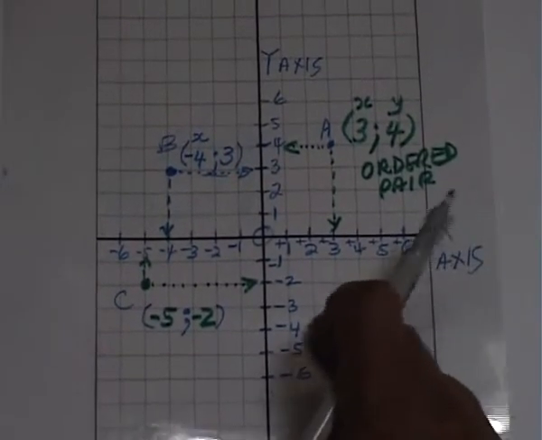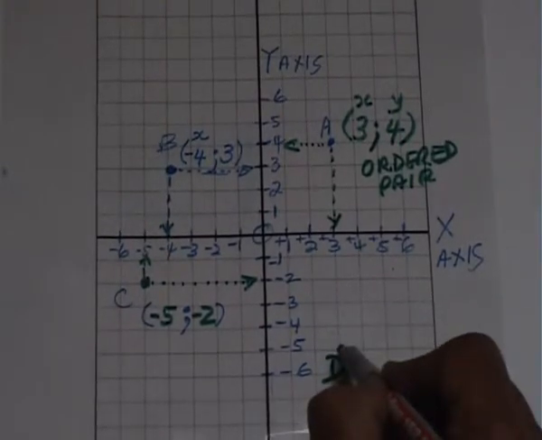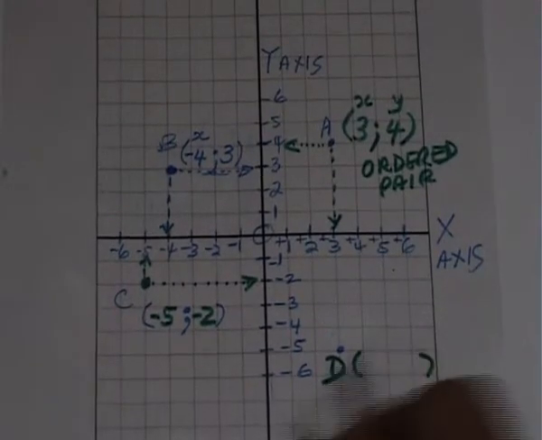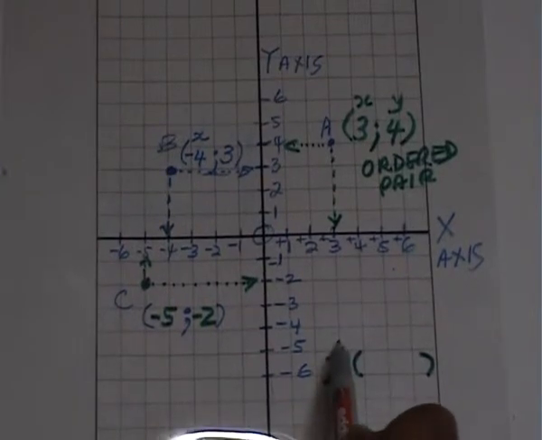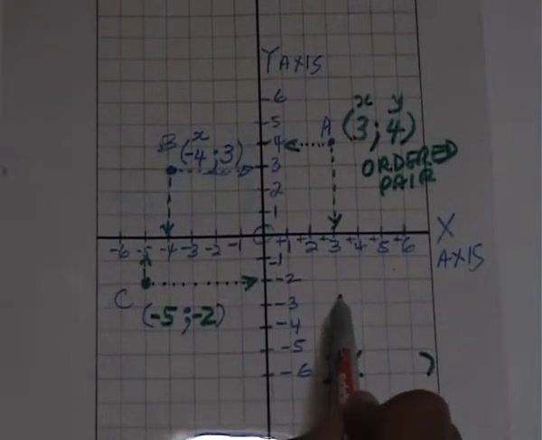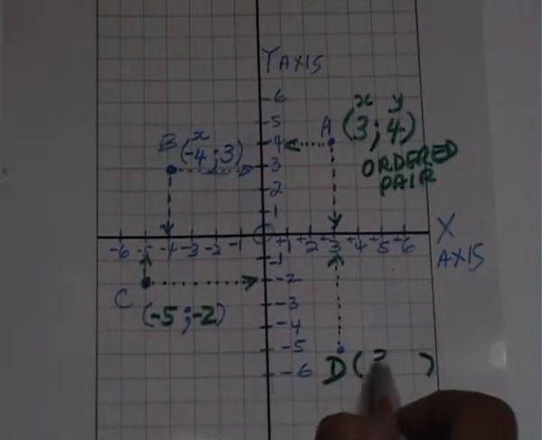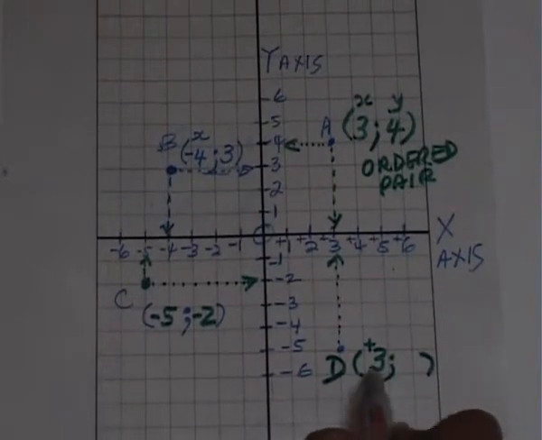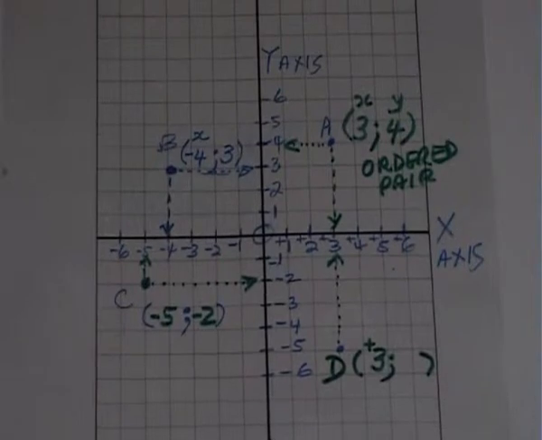Let's do D. Now you can write the D any way you like. I didn't change the dot, I only changed the position of the D. So let me put the ordered pair here. Now from D, I must go up to the x-axis. So I go up there and clearly it is 3. If I like, I can write plus 3, but I don't have to. That plus I can leave out, but I can never leave out the minus sign.